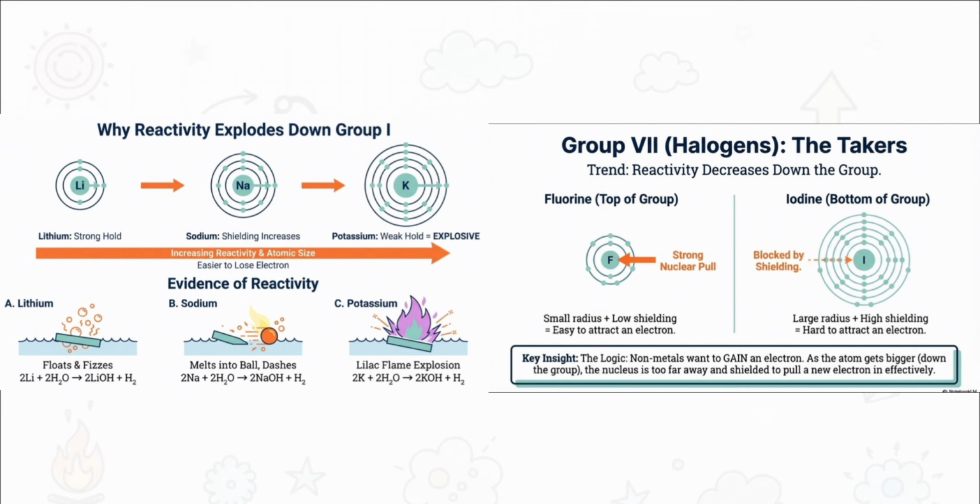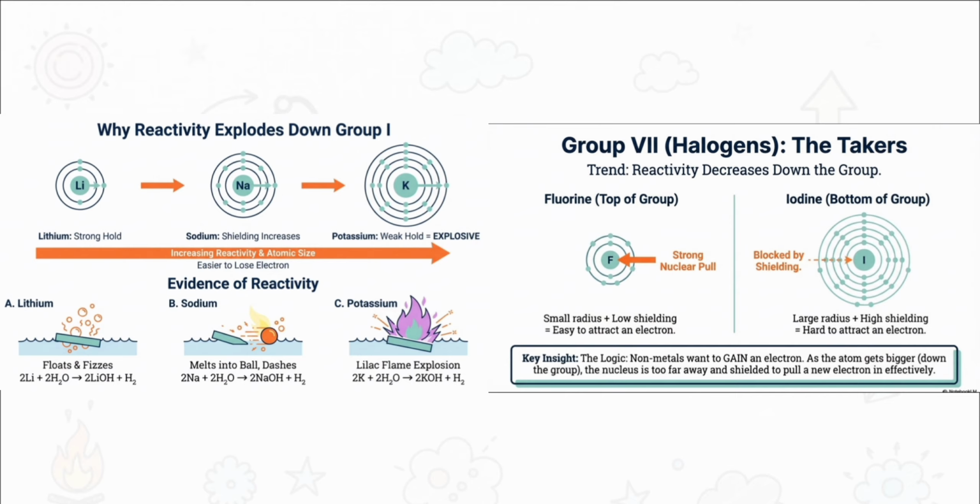Let's break this down. Look to the left. These are the metals, the givers. They want to react by losing an electron. Now, as you go down that group, the atoms get bigger and they have way more shielding. This means the nucleus has a really weak grip on that lonely outer electron, making it super easy to just give away. That's why potassium is so much more explosive than lithium.